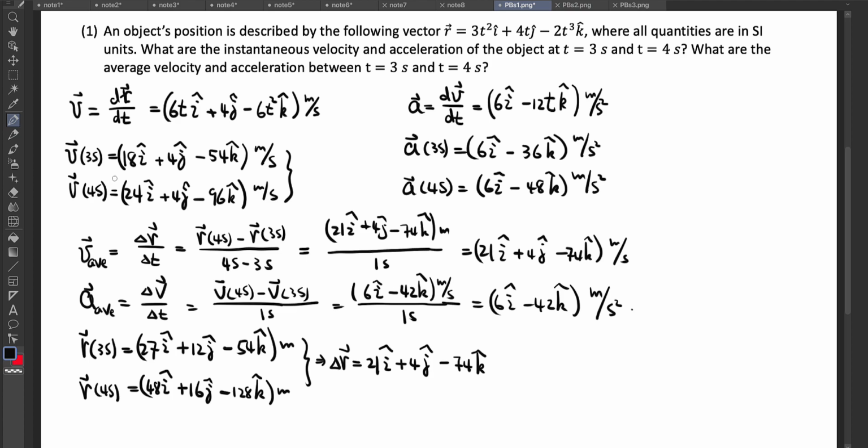So now we can see that, compared with the velocity, for example, at 3 seconds and 4 seconds, the average velocity is in between these two values, right? So you can see for the first term, 18 and 24, 21 is in between. And 4 and 4 here, because it's a constant, so we also have a constant for the average velocity. Now 54 and 96, I have 74 here. That's in between these two values. And similarly, you can check that for the average acceleration. Okay, so that's question 1.